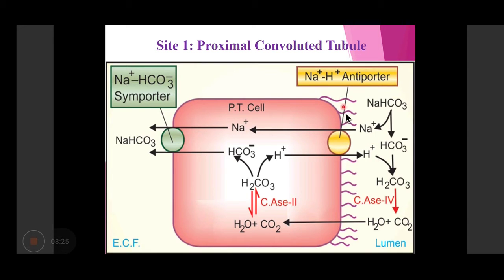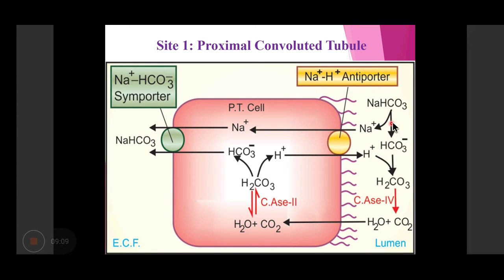The peculiarity of this luminal membrane in the PCT is that it is impermeable to bicarbonate ion. Bicarbonate ion cannot cross this membrane directly. So sodium bicarbonate is there in the ultrafiltrate, and this has to be reabsorbed. There is a pump present on the luminal membrane, which is known as the sodium hydrogen antiporter. It takes in sodium and throws out hydrogen ion. Right? So this is very simple. Sodium goes in and hydrogen comes out.